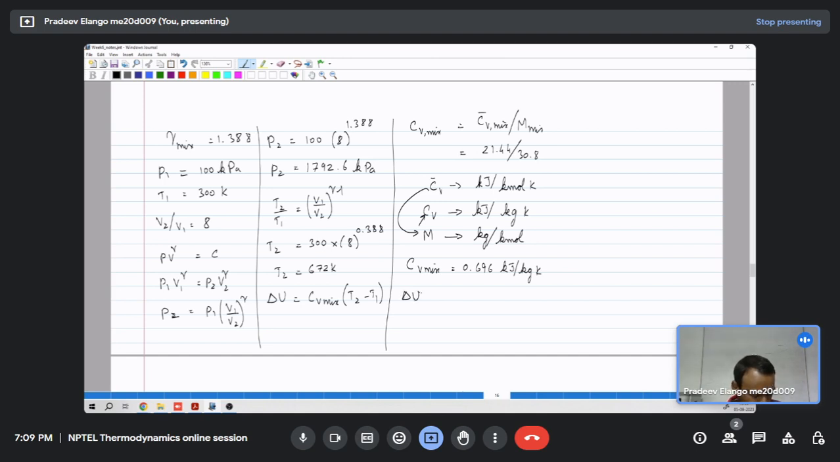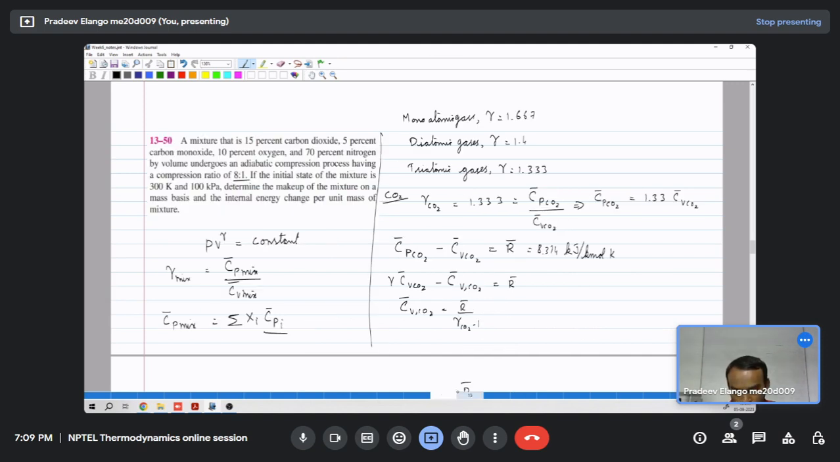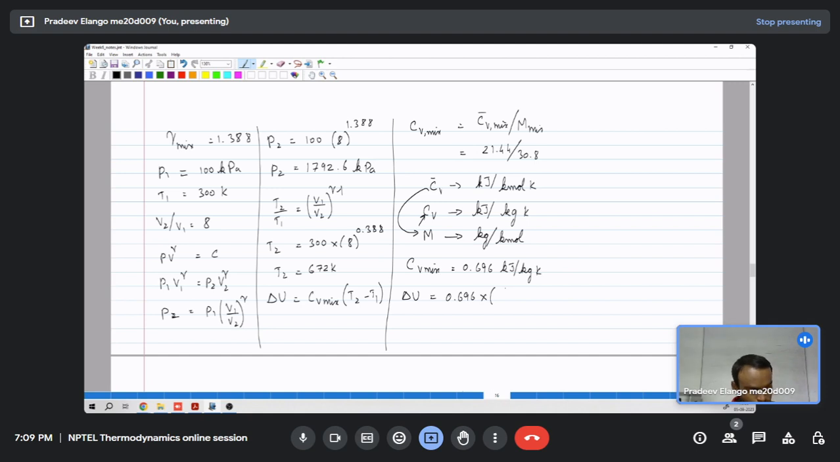Now delta U is equal to 0.696 times, do we have the total mass? We don't have the total mass, so we can calculate per kg. T2 is 672 minus T1 is 300 Kelvin. That is 258.9 kilojoules per kg.